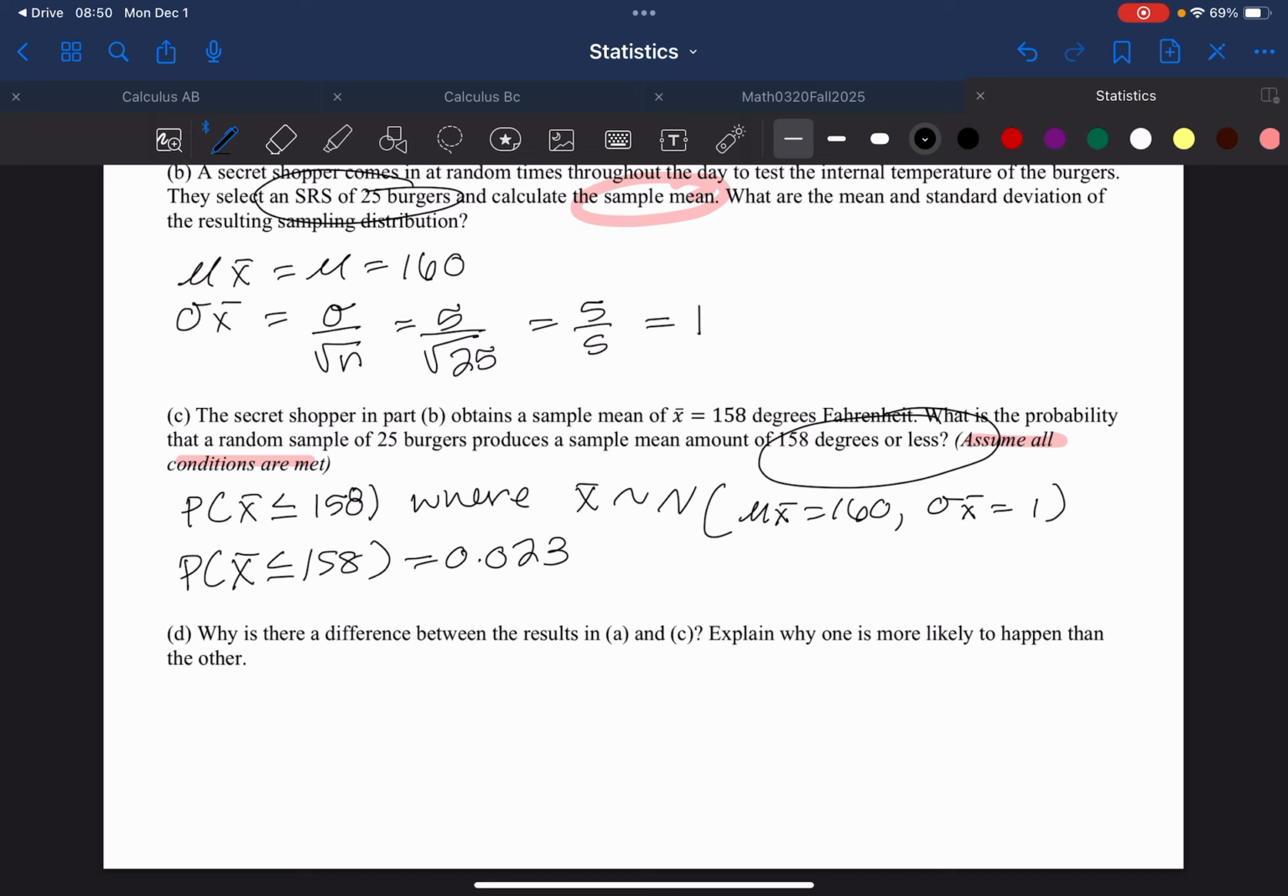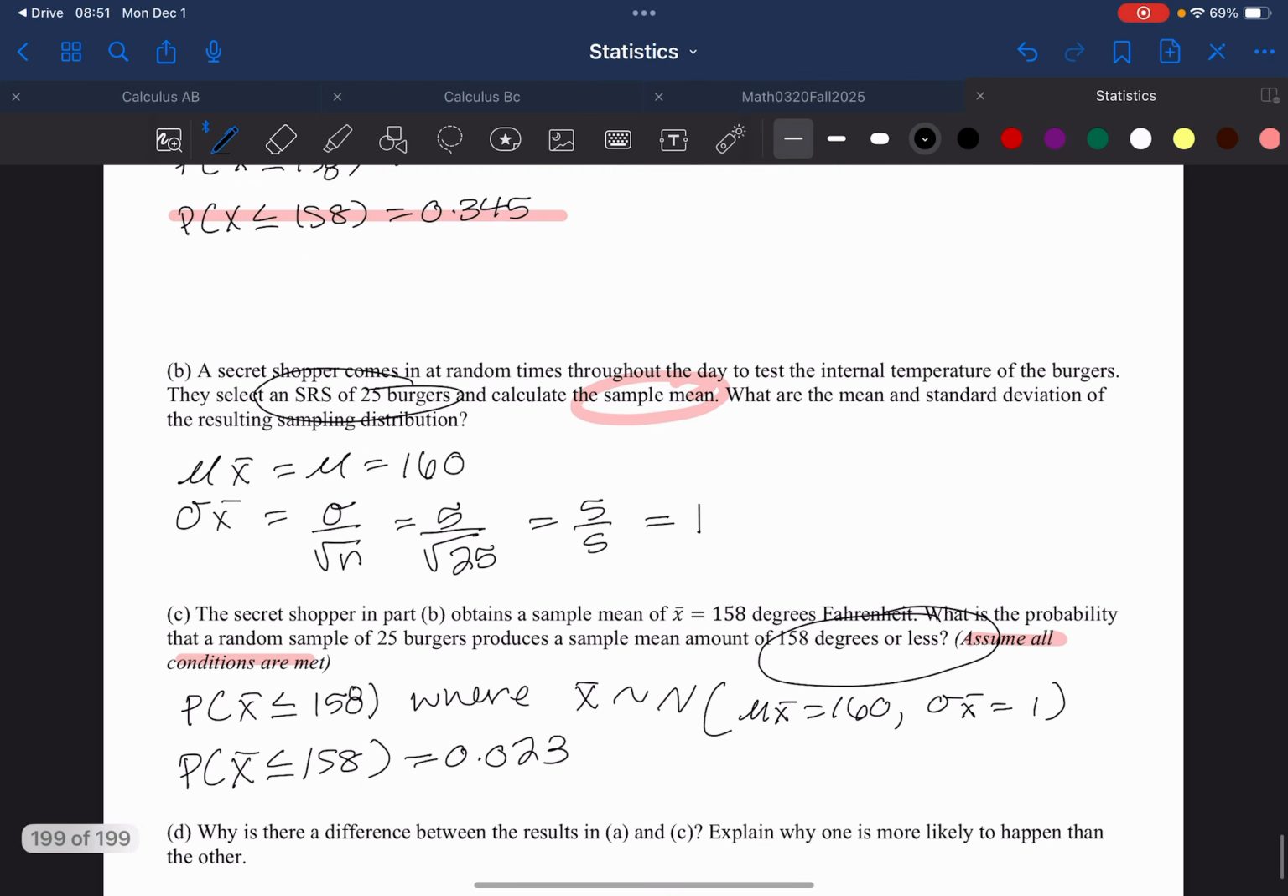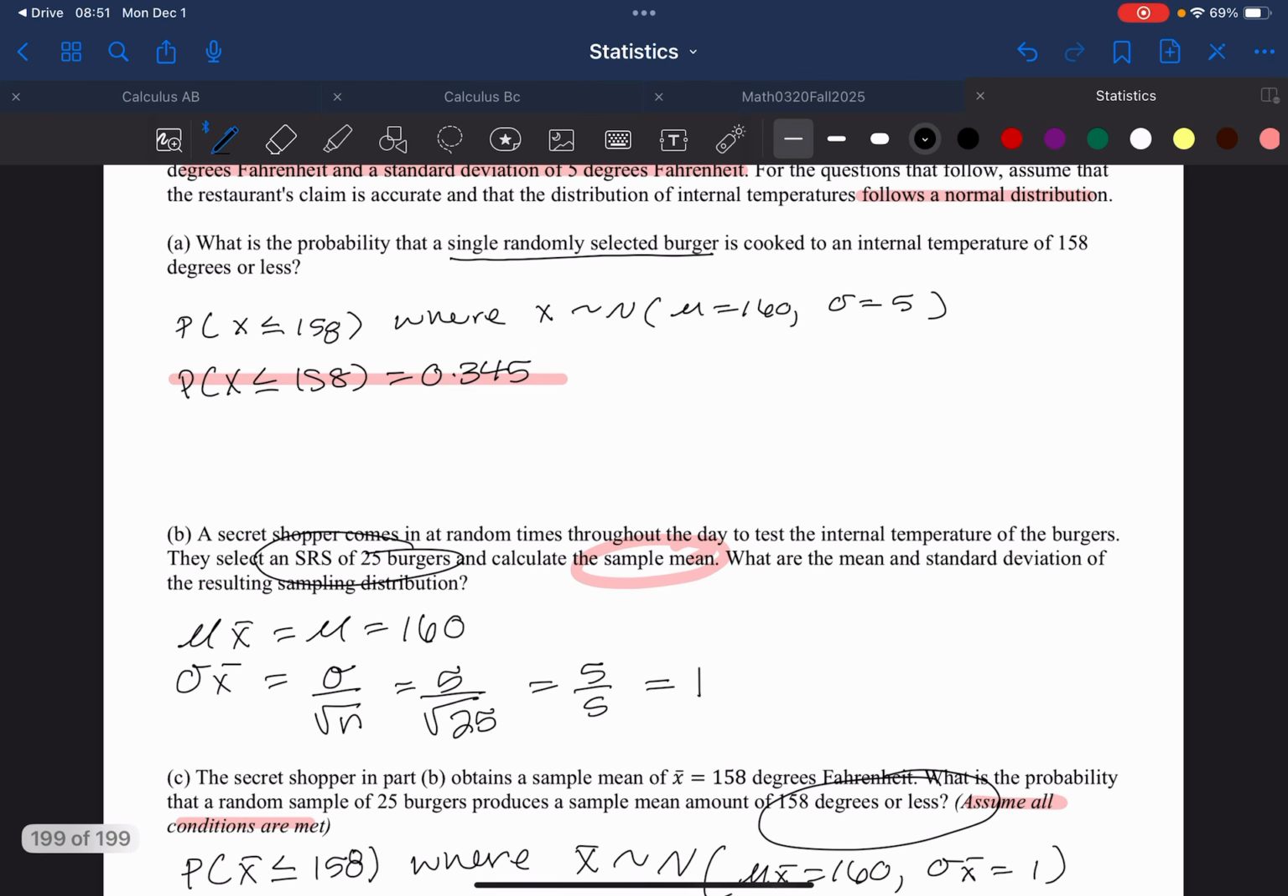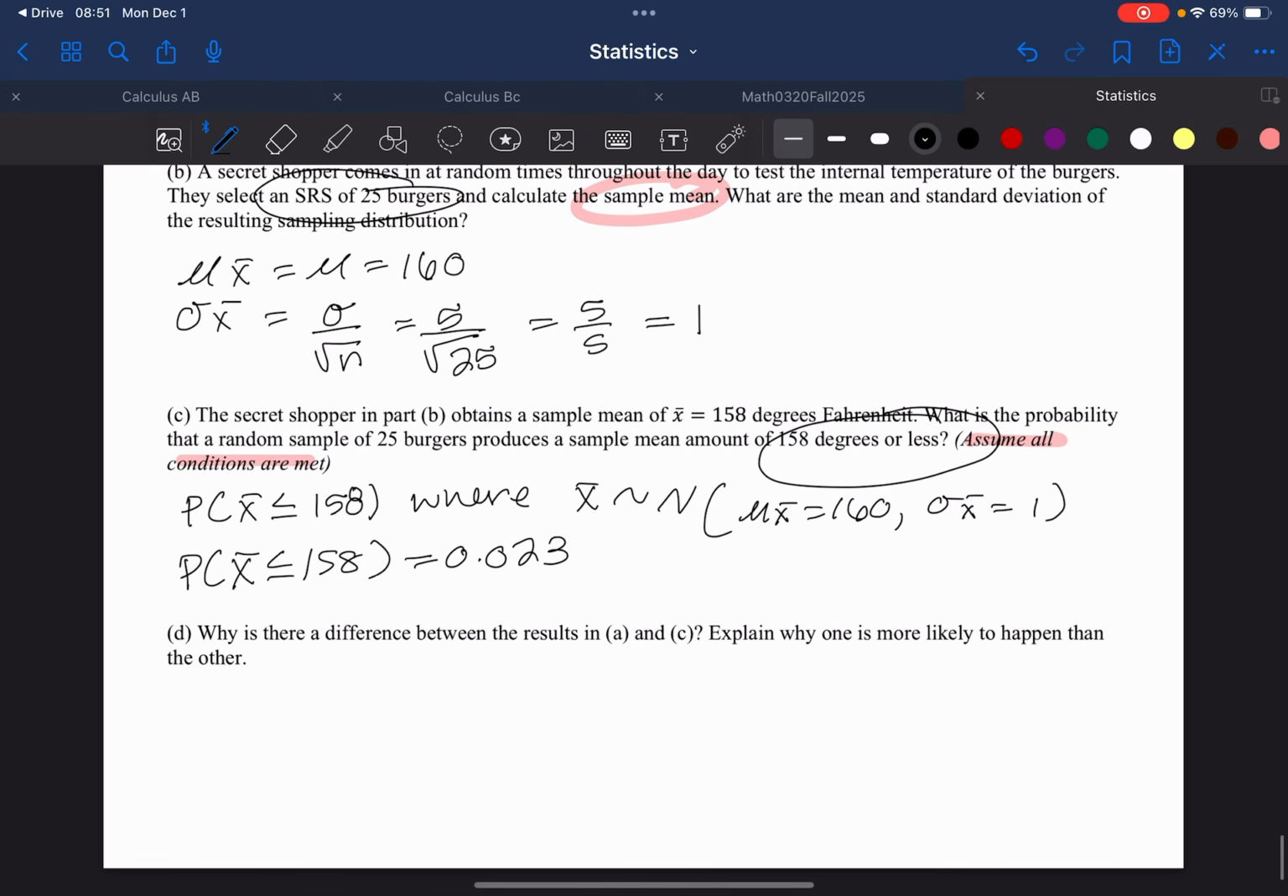So the last question says, why is there a difference between the results in A and the result in C? Explain why one is more likely to happen than the other. So remember, our result in A was the probability of a single burger of 158 degrees or less was about 34.5%. And then our random sample of 25 burgers produces a mean amount of 158 degrees or less is about 2.3%. So that's a big difference there.